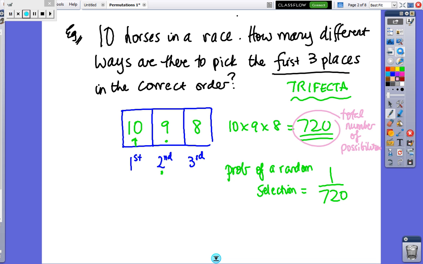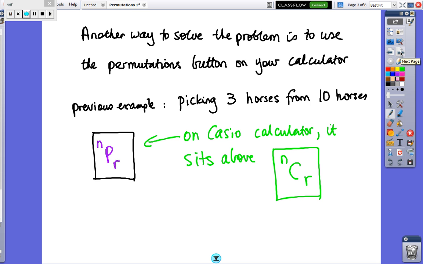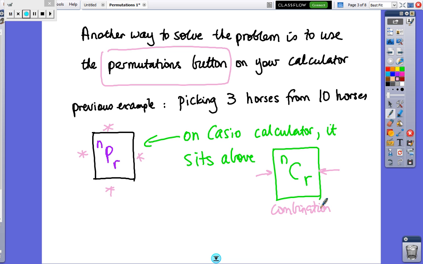Okay. Another way to solve the problem is to use the permutation button on your calculator. It looks like this, nPr. On my Casio, it actually sits above nCr, which is going to be your combination button, which we'll do later. But again, all calculators are different, so you need to find somewhere in your calculator a button that has nPr. If you could find that, let's move across to the next slide.